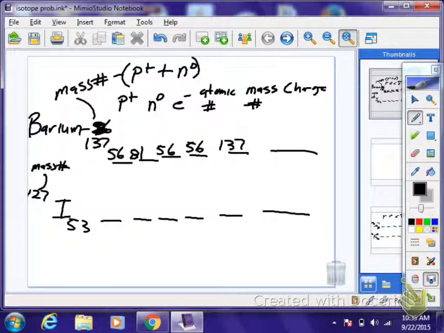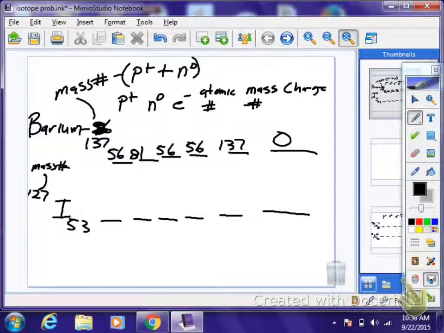What's the charge? 0. You guys will get this. How do you know the charge? It's not always 0, but if protons and electrons are equal, the charge is 0. How do you know if they're equal? If I don't show a charge in the showing of the isotope, then they're always neutral. We'll show some with charges, but this one is neutral.